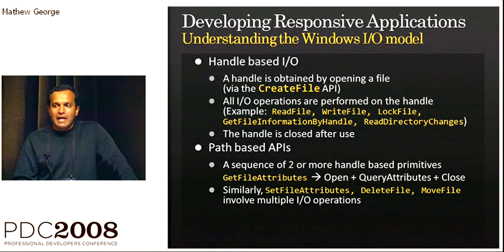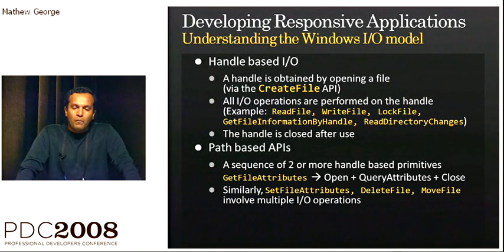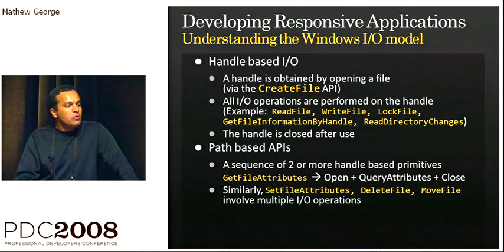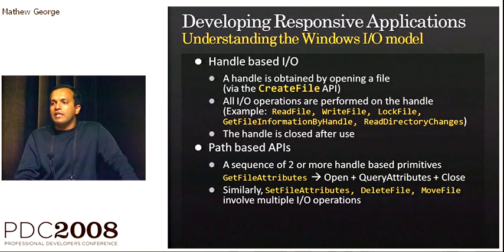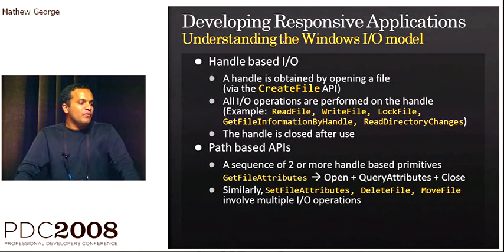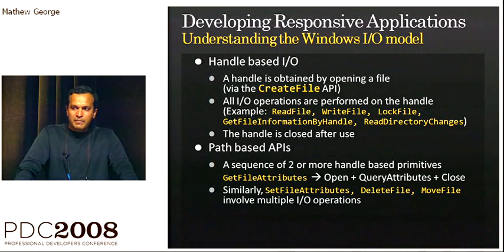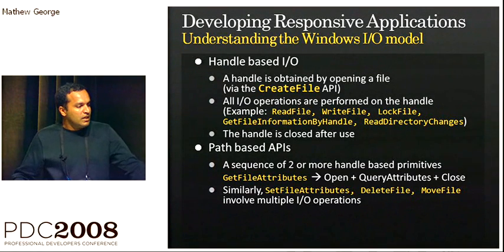But remember that underneath the covers, this involves opening the file, querying the attributes, and then closing the file. So it involves 3 separate steps. And if you issue these individual steps over the network, that's at least 3 round trips. So you issue a GetFileAttributes call, and instead of 1 round trip, you are effectively getting 3 round trips to the server: first to open the file, then to query, and then to close. So it's very important to understand that these path-based APIs often have additional cost associated with them.